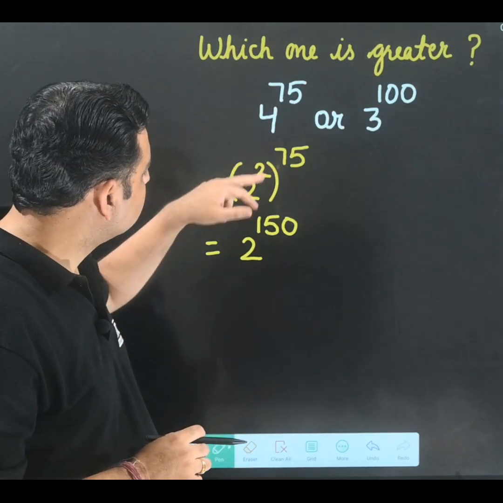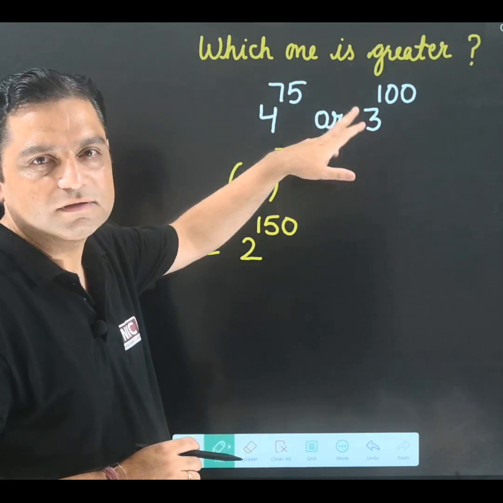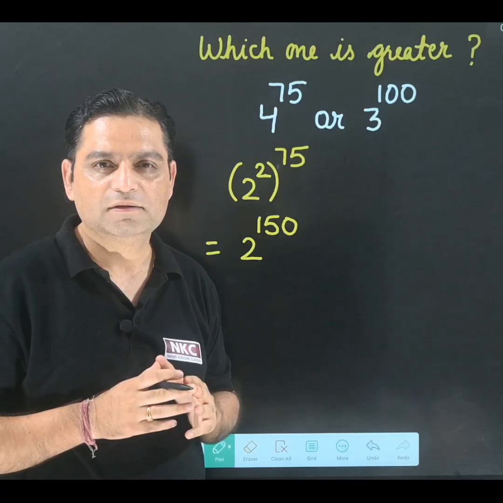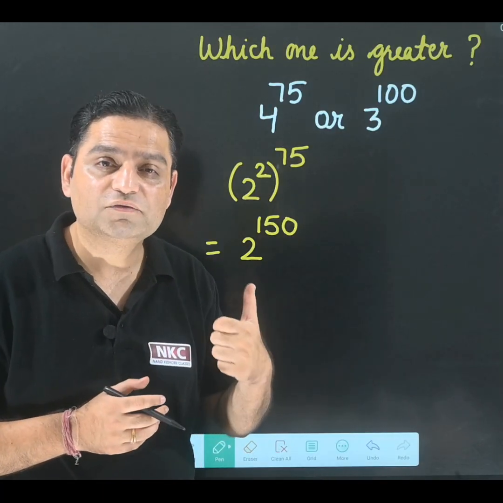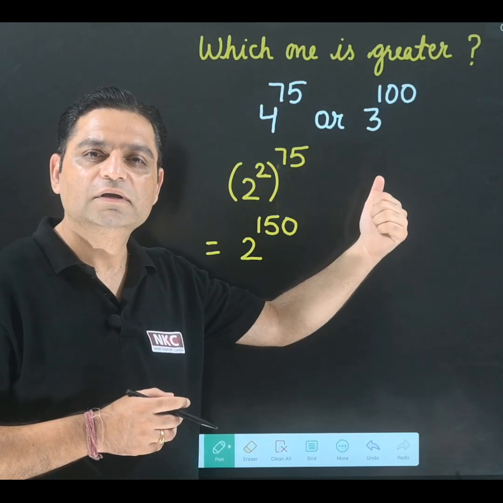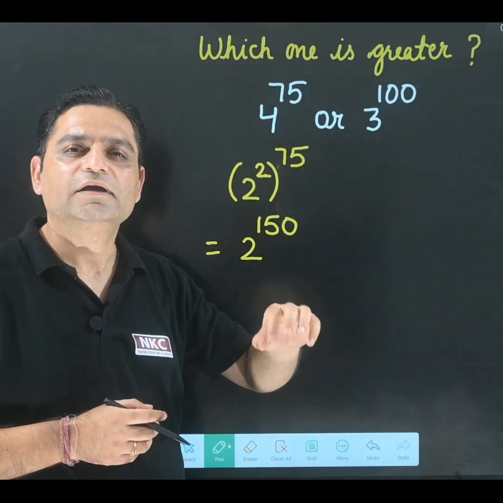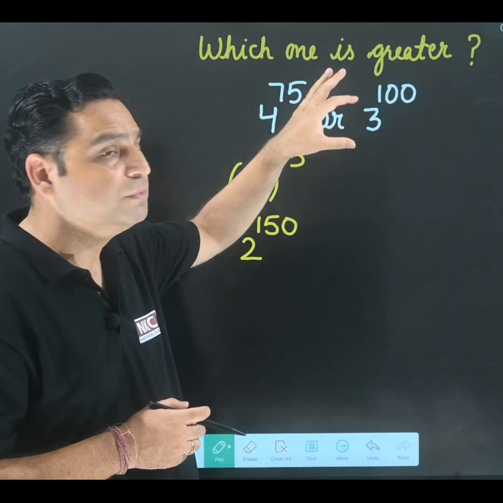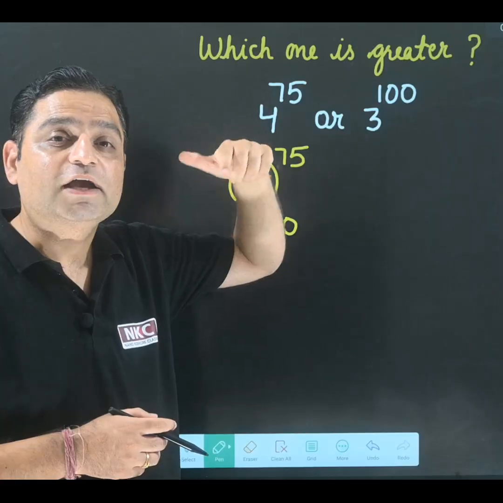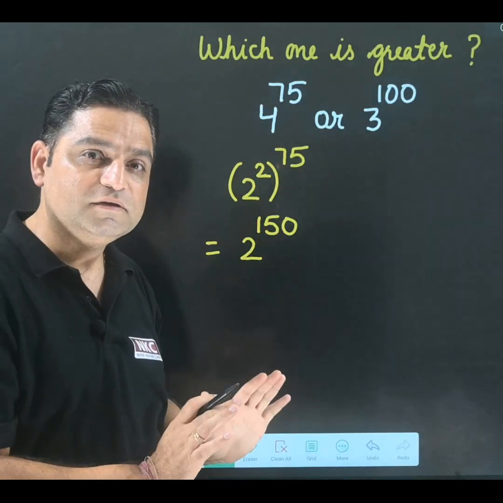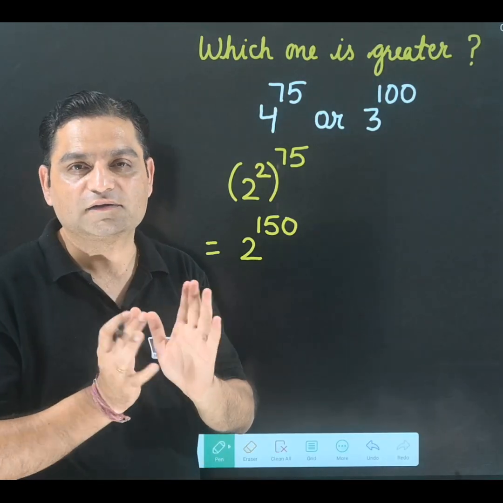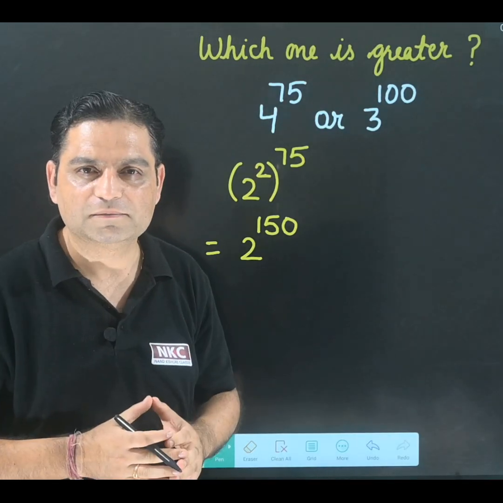Now my base is 2 here, my base is 3 here. We don't have the same bases. Then how to identify which one is greater? If your base is not the same, then the rule is at least we should make the exponents the same. If exponents are not the same, then make the base the same. At least one of them should be the same to get the correct answer. This is the basic concept behind it.